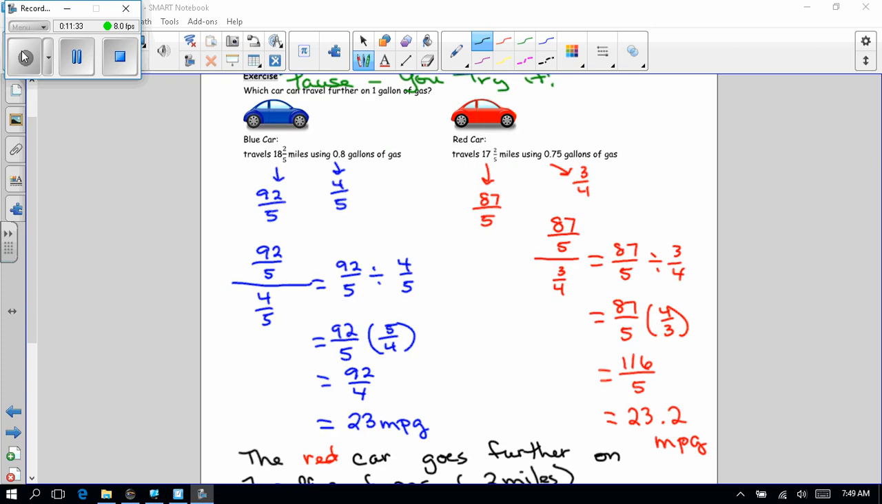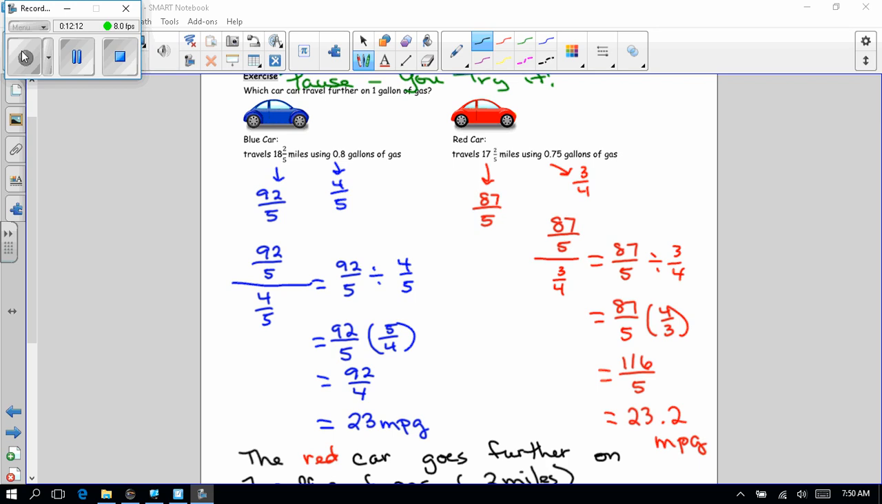All right, so here's all my work for the two cars. And of course, I did the blue car in blue and the red car in red, right? So I converted 18 2/5 to 92/5, and then I converted the 0.8 into 4/5. You could have left it as is and had your calculator do all the work for you. When you calculate it for the blue car, you end up getting 23 miles per gallon, MPG. The red car, again, I converted everything over to 87/5 and 3/4, and then did all of my math that I've been doing throughout this unit, and I got 23.2 MPG, miles per gallon.